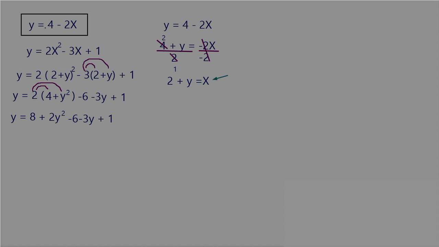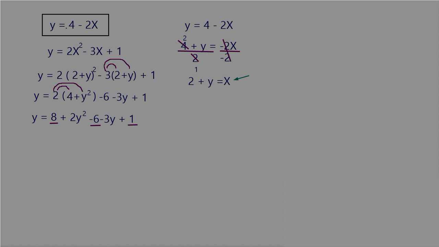We want to now look for like terms and group them. 8 minus 6 plus 1 equals 3. We bring down the plus and 2y squared along with 3y. Minus 3y and y are like terms, so we move it over behind y on the left-hand side and it will plus with y. 3y plus y equals 4y. We want to write this quadratic equation in the standard form.